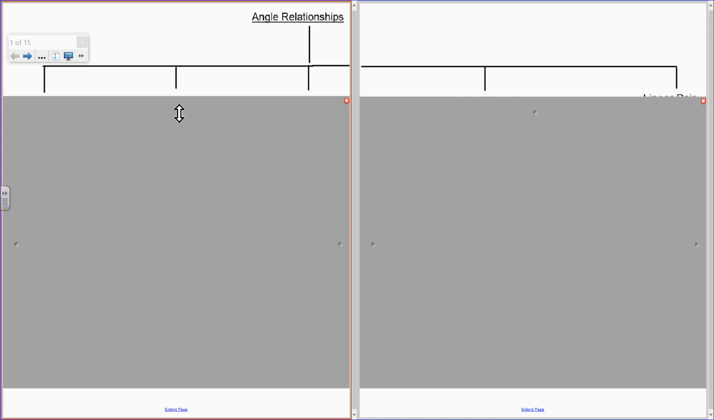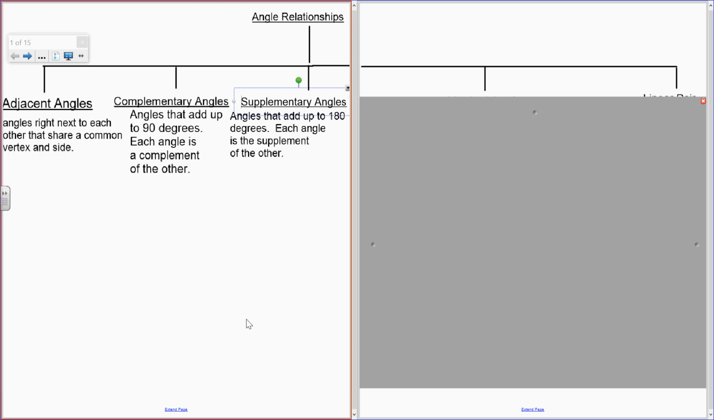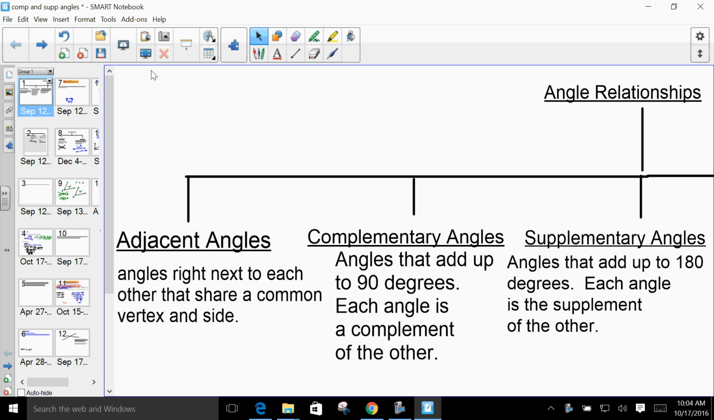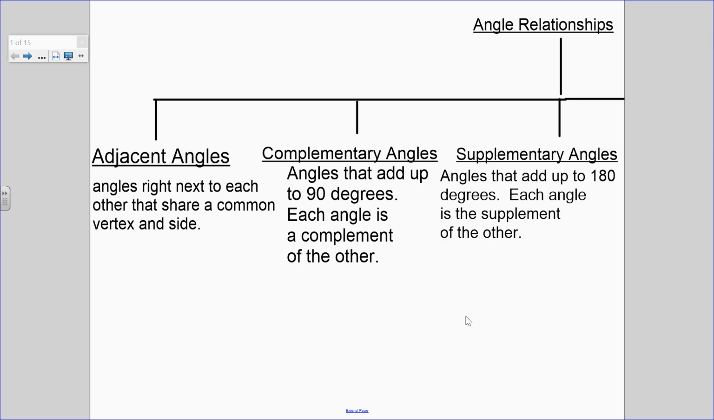So the first branch of the tree map, the three on the left, I'm going to write those down. I'm going to write adjacent angles, complementary angles, supplementary angles, and write the definitions down. Let me make it one screen here. There we go. So we're just doing the first three. I'm zooming in on the first three branches.